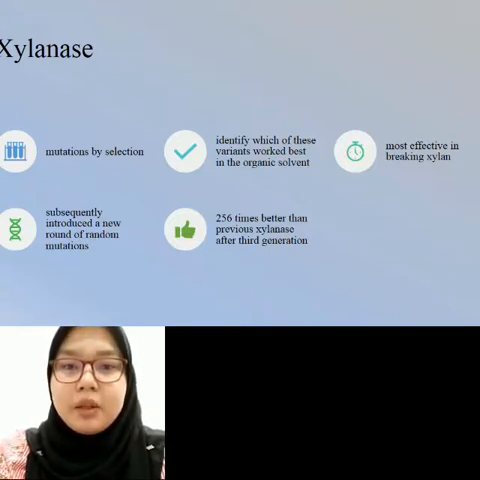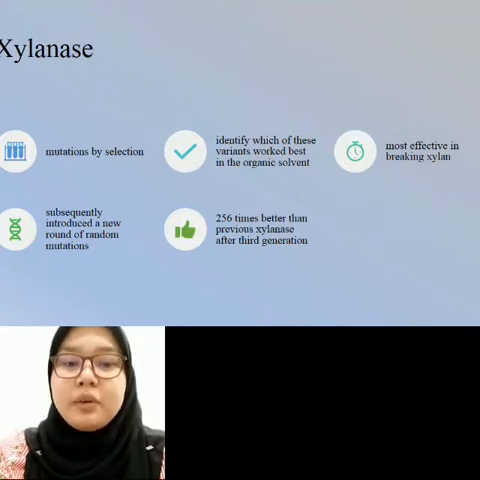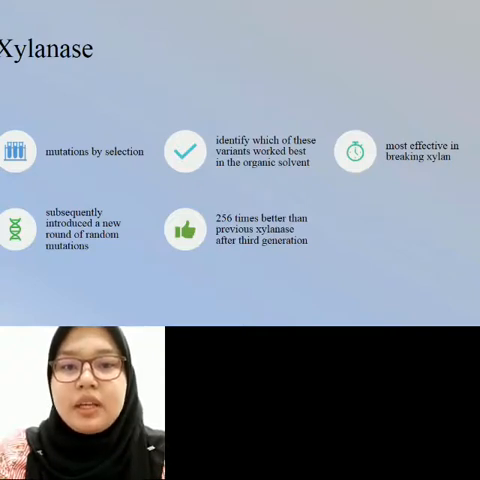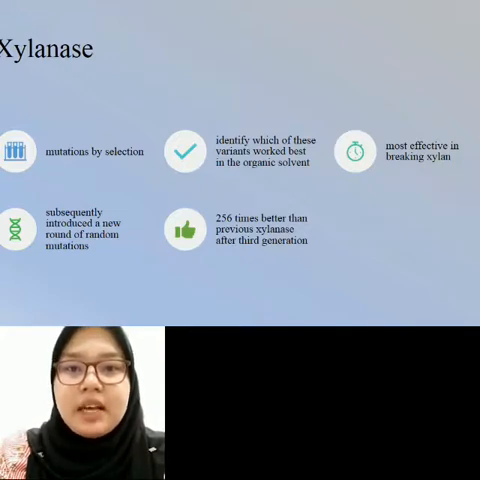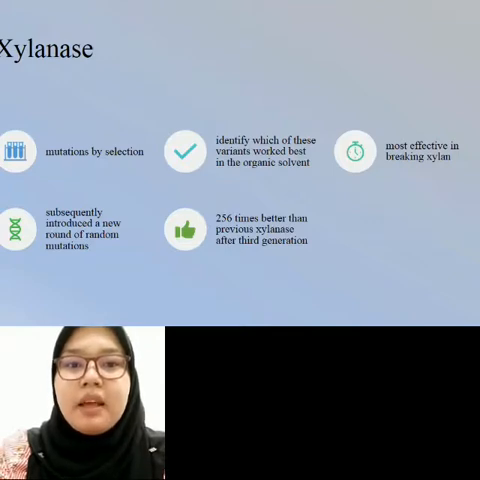To proceed, we need to use DMF to create mutation in the enzyme genetic codes. Then we introduce it to the bacteria that produce thousands of different variants of Xylanase. Now the challenge is to find out which of these variants work better in DMF. We call it a selection.